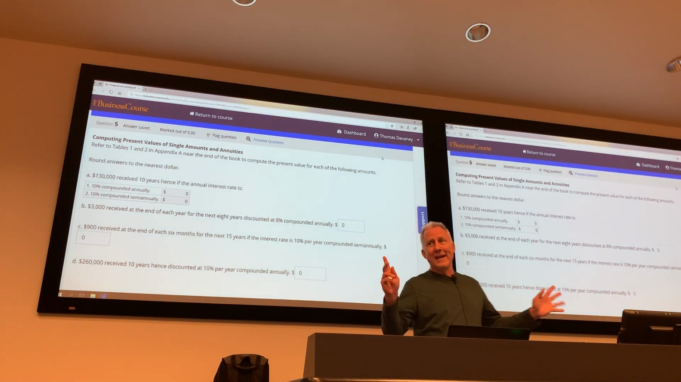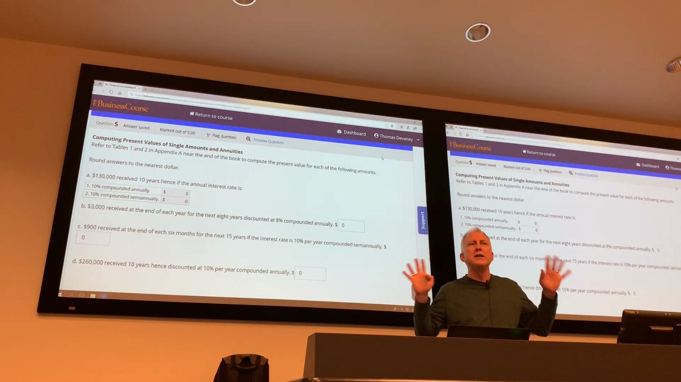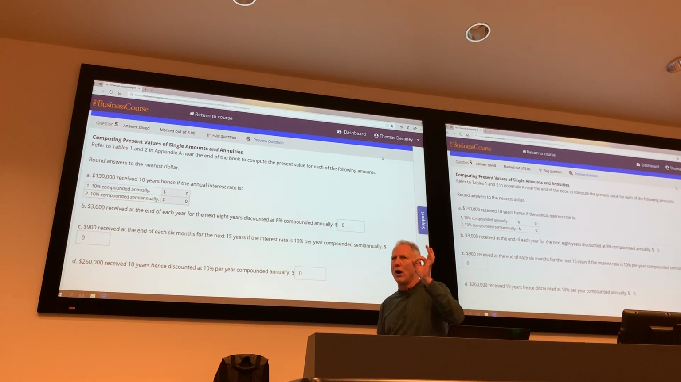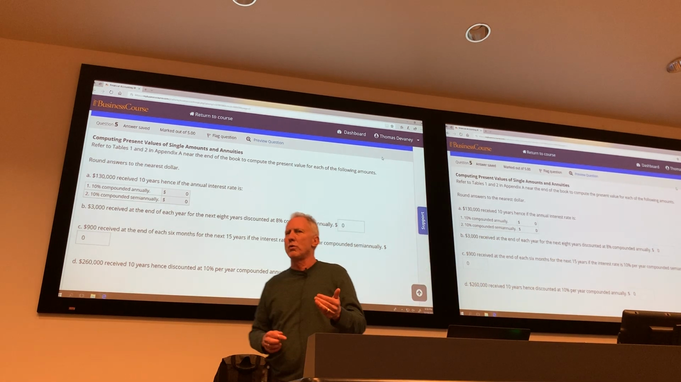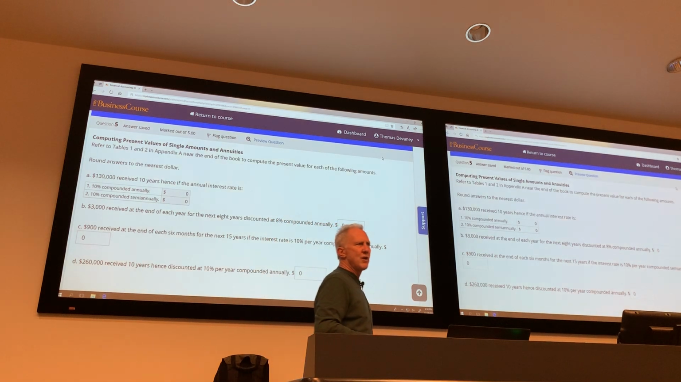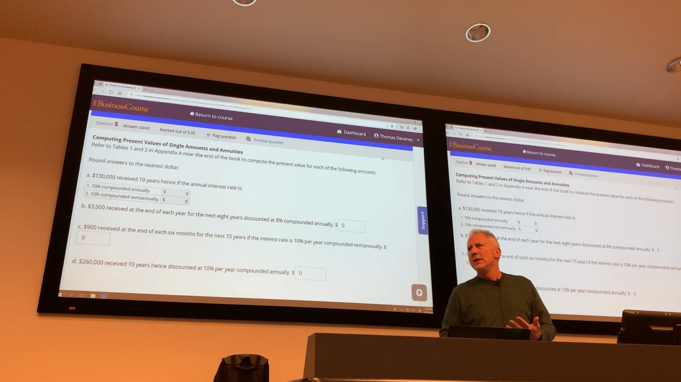But I went with my gut and I used an ordinary annuity, i.e. type 0, not type 1, and all of the answers were correct, okay? So they're pretty straightforward present value calculations. You need to be careful.